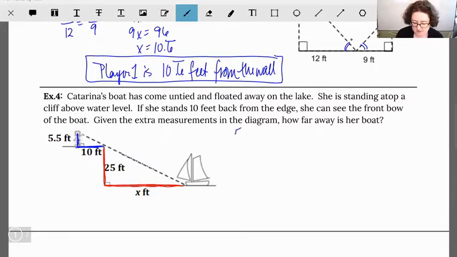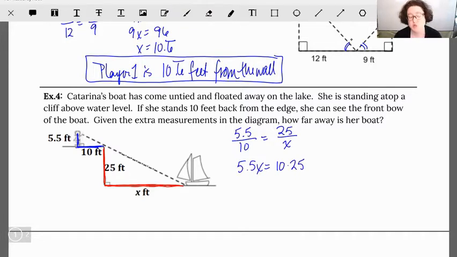So if I start with 5.5 compared to 10, what would be my second ratio? I used height versus length. And again, you may set up the proportion differently, but as long as you have this on your second step, when you cross multiply, 5.5x equals 10 times 25. As long as you're cross multiplying with the same things, you have a correct proportion.